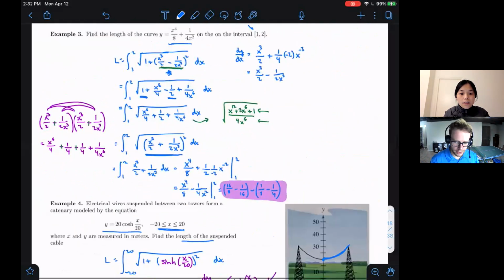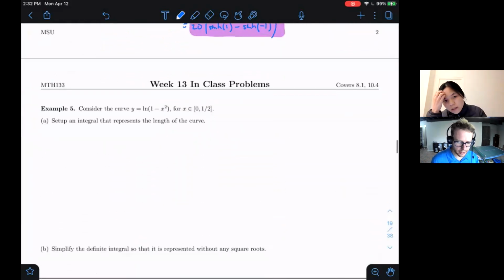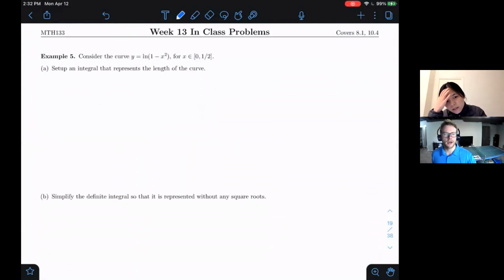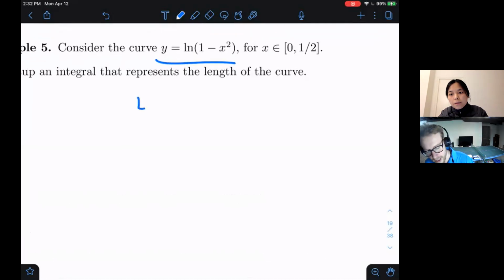Good. All right. Let's go ahead and at least peek at this next problem here. So consider this curve. This one has a nice natural log in it, x ranging from 0 to 1/2. Set up an integral that represents the length of the curve. So, okay, you guys know the drill.